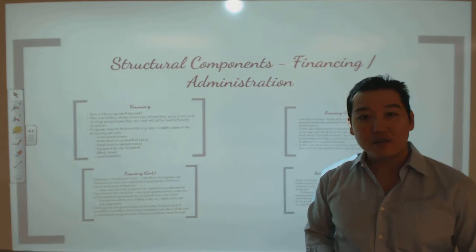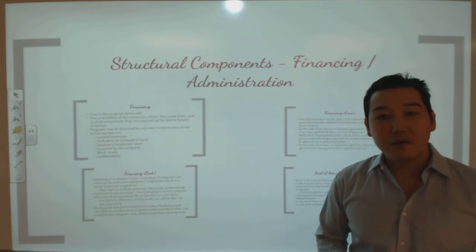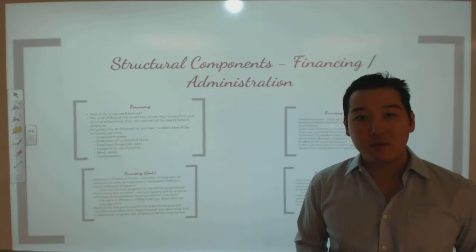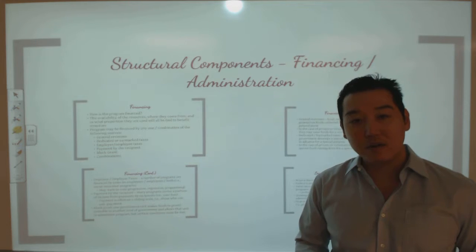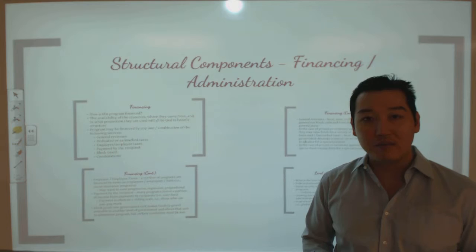A couple other dimensions in terms of the main structural characteristics that you'll want to discuss in your paper. You'll want to note the financing mechanism or the financing method for your chosen policy or program. And also, you'll want to note if it's publicly affiliated or privately affiliated.